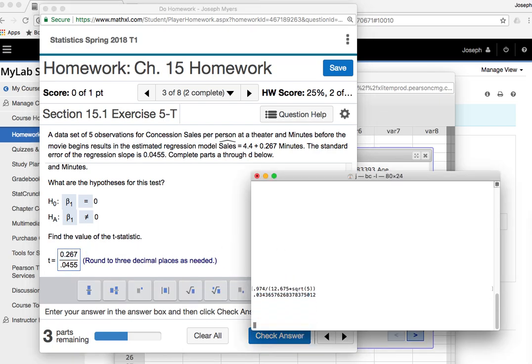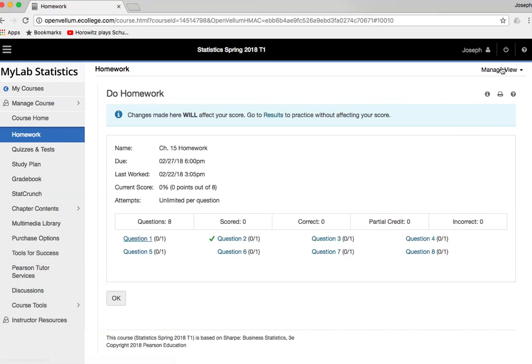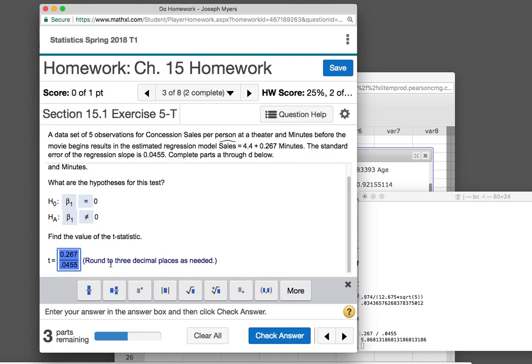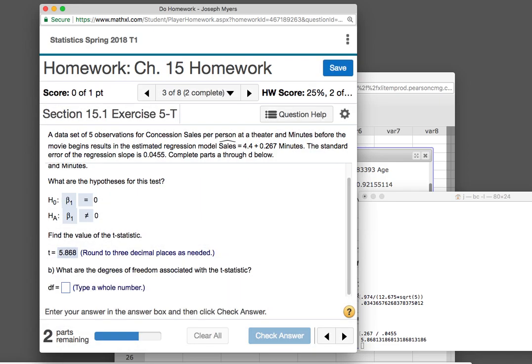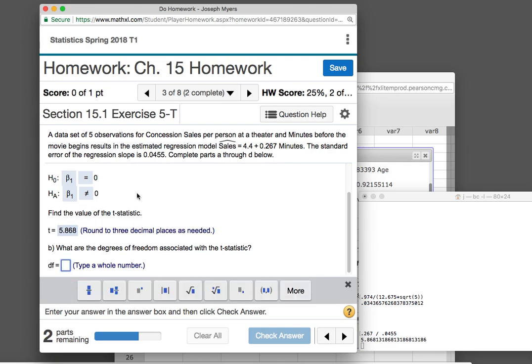So then we'll get 0.267 divided by 0.0455, and we'll get 5.868. The degrees of freedom is n minus 2 for the regression, so with 5 observations, 5 minus 2 equals 3.